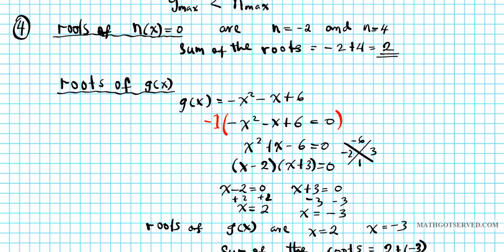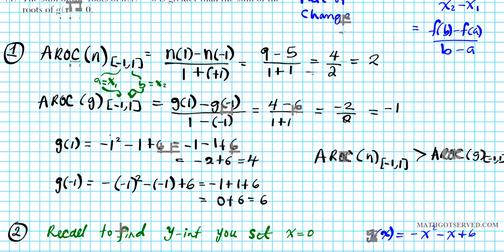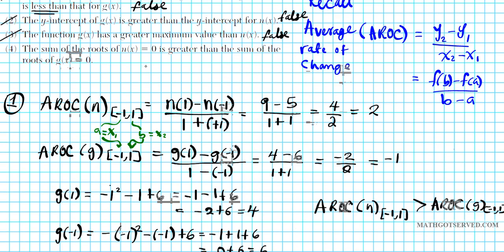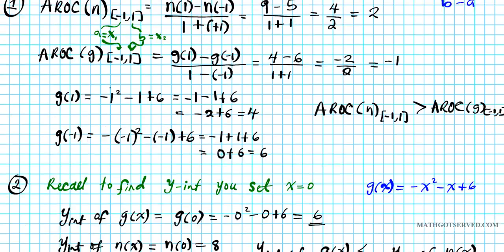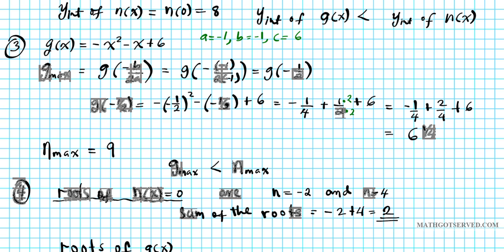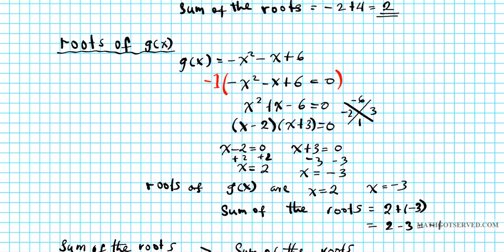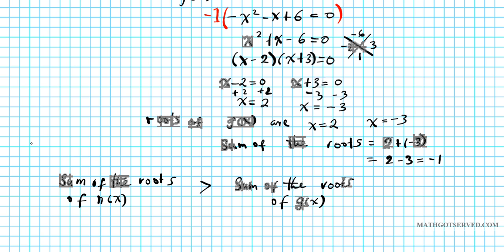Okay, so what does the statement say? Sum of the roots of n is greater than sum of the roots of g. Perfect. That's exactly what we anticipated to occur. So you don't have to do all the work. If you get these first three as false, by elimination, you know that option number 4 is the correct one. But I just wanted to show you how to do the process of finding roots, so that just in case this were option number 1, you will be able to do it and get a good score on the problem.